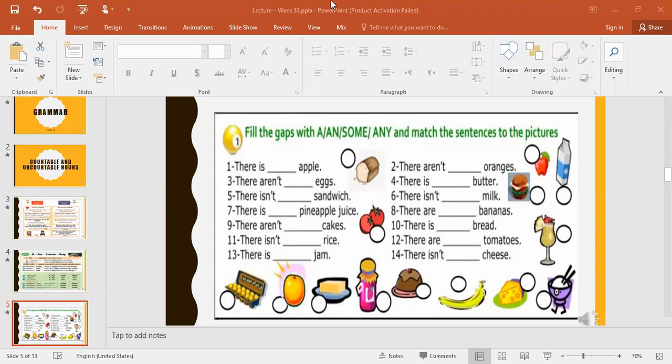Okay. The last one. Lamar. Lamar, you raised your hand. The last one. Yes, miss. There isn't any cheese. There isn't any cheese. Very good.